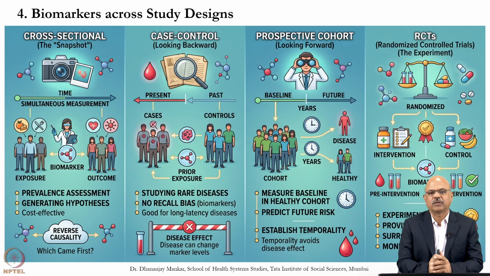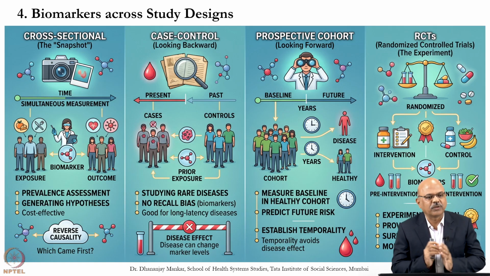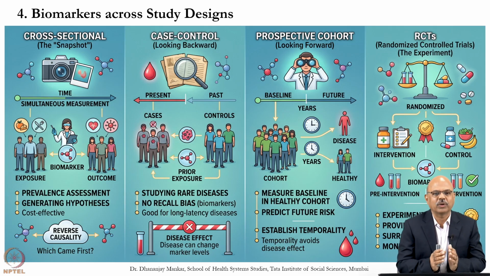Biomarkers across different studies. How do we see biomarkers in different studies? In cross-sectional, case-control, prospective cohort and RCTs. In cross-sectional, the snapshot, there is simultaneous measurement of exposure and outcome, with the exposure seen as a biomarker related to the outcome. It is useful for prevalence assessment, generating hypotheses and cost effectiveness, but it raises reverse causality: which came first?